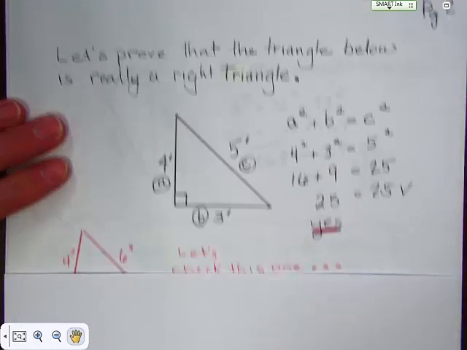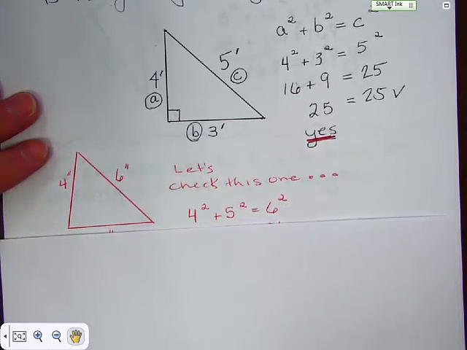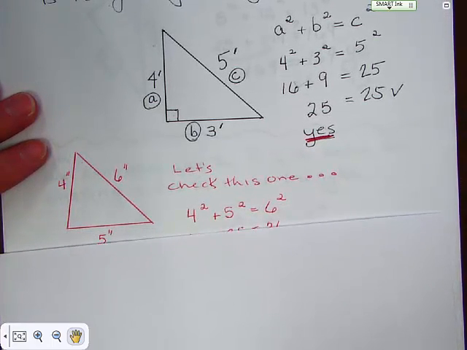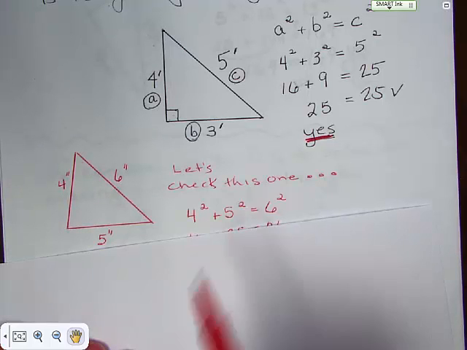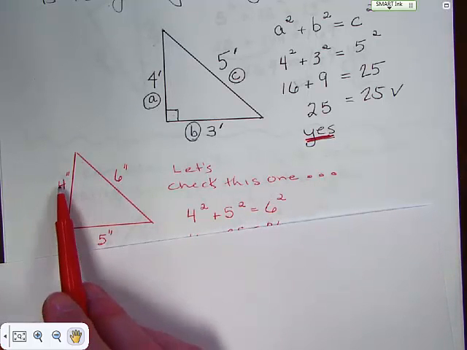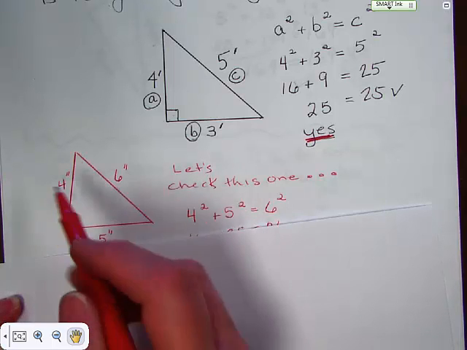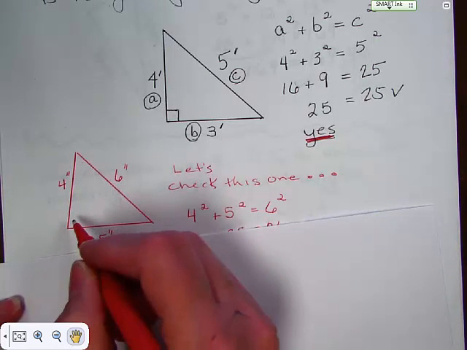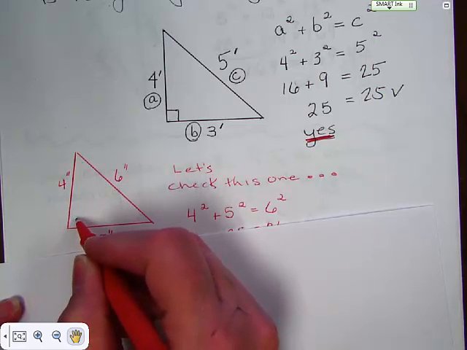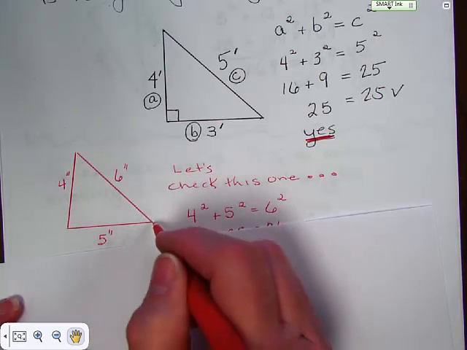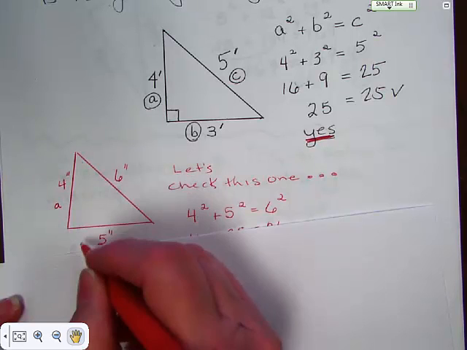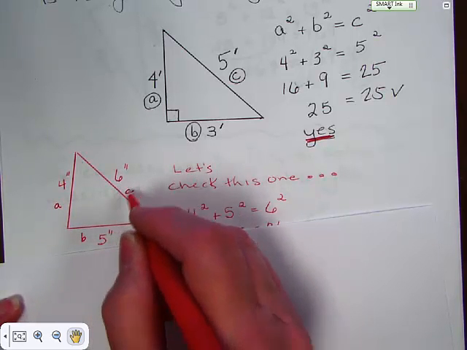Okay, let's check this one. Is it a right triangle? Here's the measurements. We have 4, 5, and 6. I usually go in order, smallest to largest, if I can't tell for sure where the right angle is. I'm guessing you might have a right angle here. That would be a guess. So this would be your hypotenuse. This would be your A, this would be your B, and this would be your C.